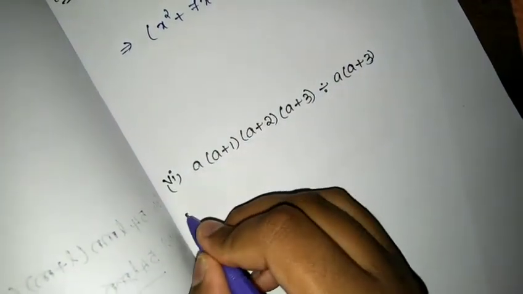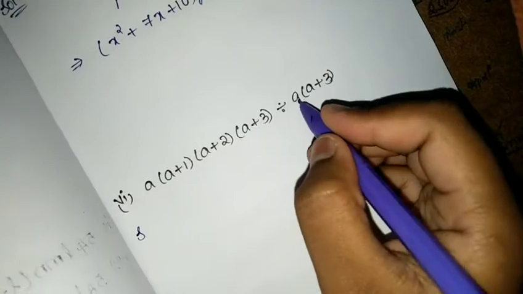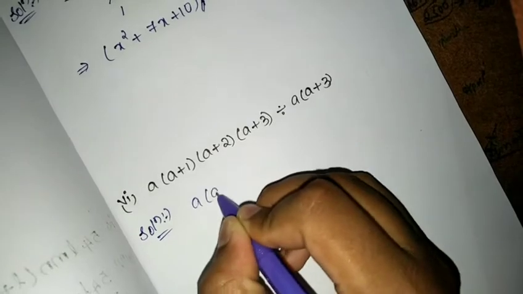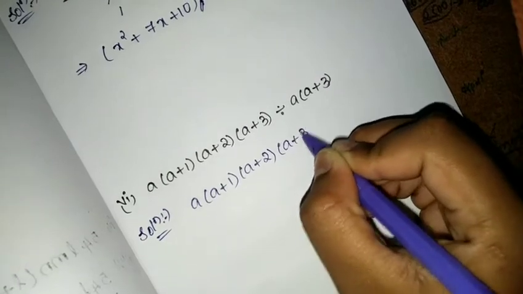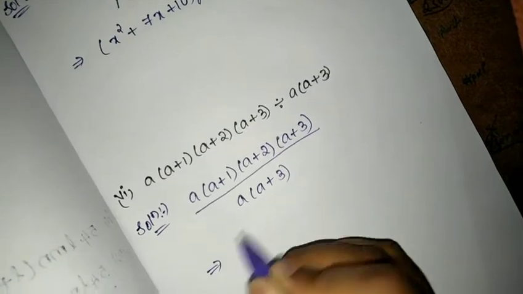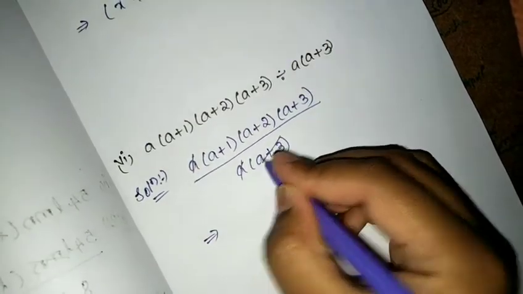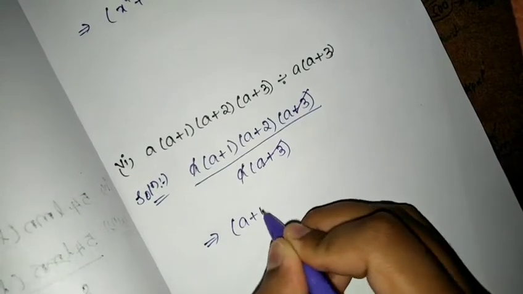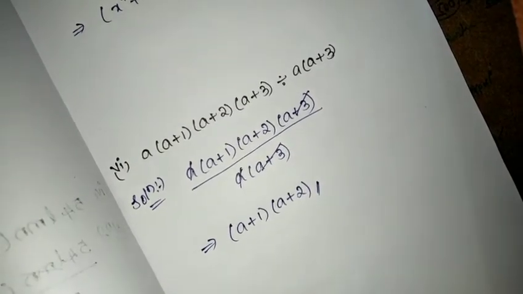Next, the sixth problem, a into (a plus 1) into (a plus 2) into (a plus 3) divided by a into (a plus 3). Let's see the solution for this problem. a into (a plus 1) into (a plus 2) into (a plus 3) divided by a into (a plus 3). Here we can easily cancel a into (a plus 3) in both numerator and denominator. Then we get (a plus 1) into (a plus 2). So this is our final solution for the sixth problem.